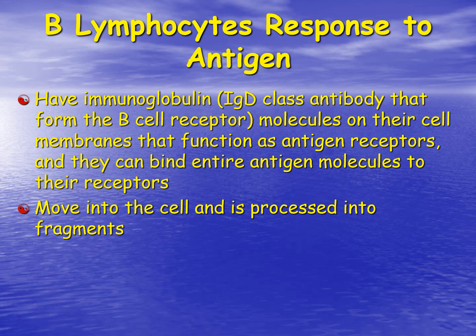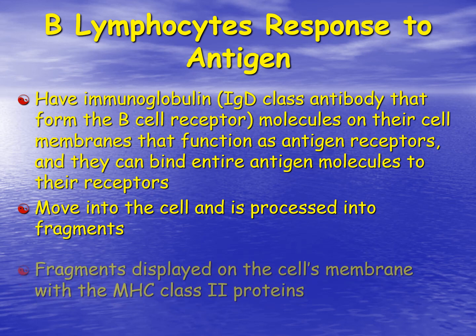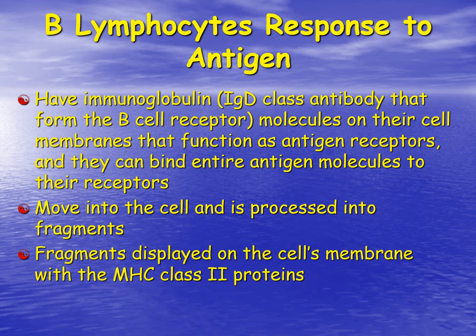This will then cause movement of this antigen into the cell, and it is then processed into fragments, just like any other antigen presenting cell. And that's why B lymphocytes can actually be and are included in the professional antigen presenting cell group. The fragments then will be displayed on the class 2 MHC protein.